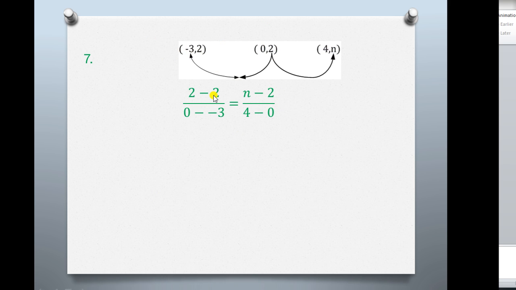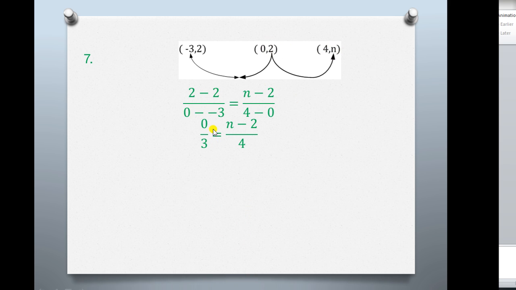You know that the gradient is given by the formula y2 minus y1, and this will be our x2 and this will be x1. So that is why I have 2 minus 2 divided by 0 minus negative 3. And that should be giving you the same gradient as when you use this point and this point. And if you use this point, it will be n minus 2, because n is y2 and 2 is y1, then out of 4 minus 0.